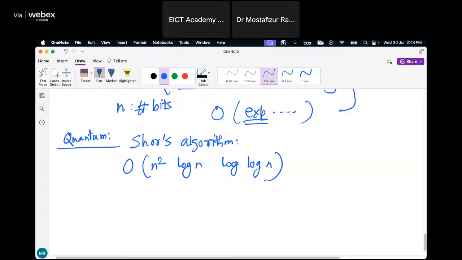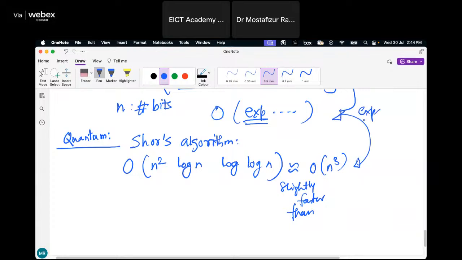And this is approximately slightly faster than order of n to the power 3. So earlier it was exponential and now it's polynomial. And this is one of the first theoretical demonstrations that the quantum computer model is much faster than classical computation, by Peter Shor. Okay, so this is the exponential complexity and this is the polynomial order complexity.